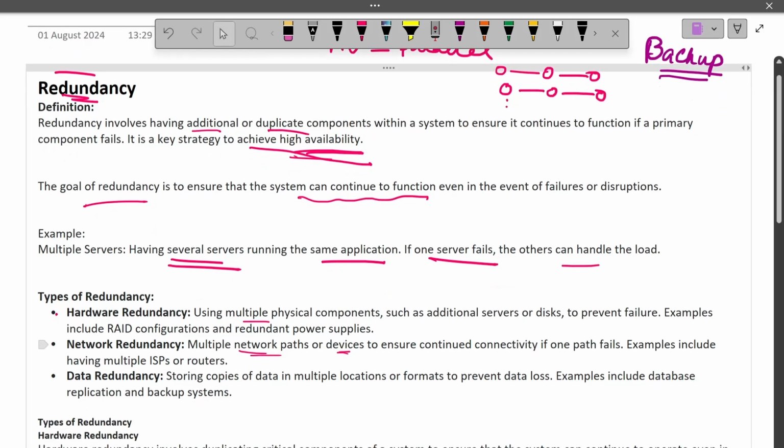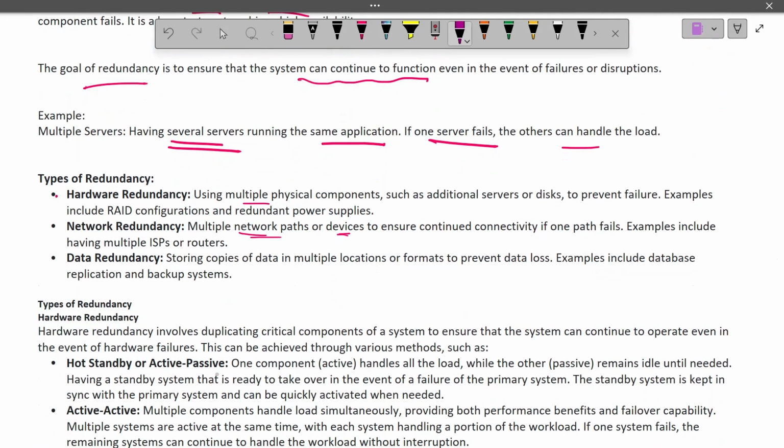Now let's talk a little bit about hardware redundancy. What are the things you should know? Hardware redundancy involves duplicating the critical components to ensure the system can operate. These two terms are very important: active-passive, which we call active-passive failover.